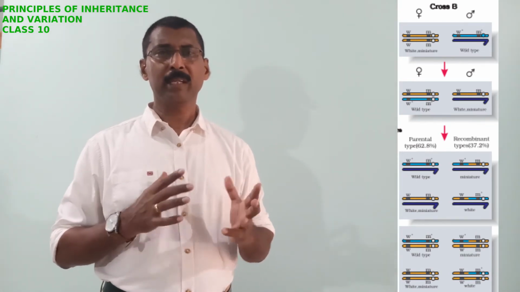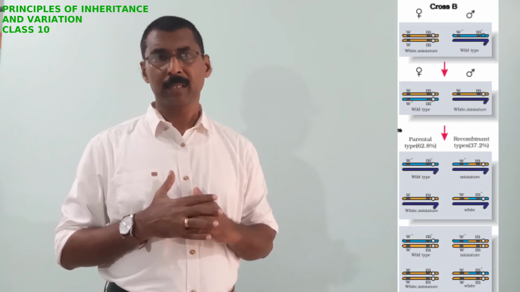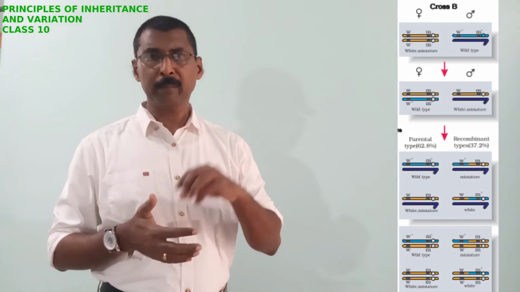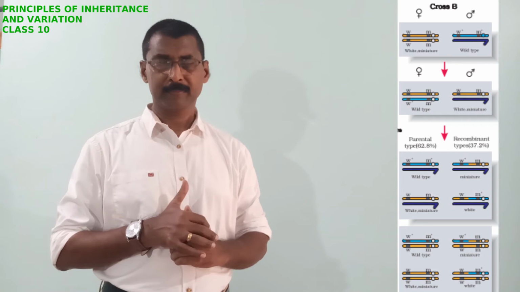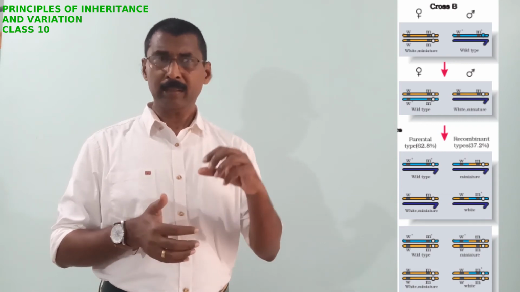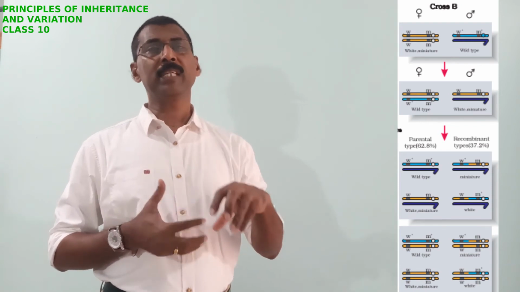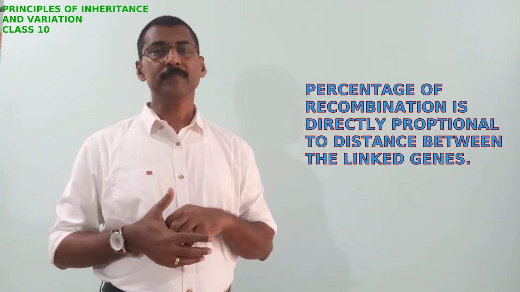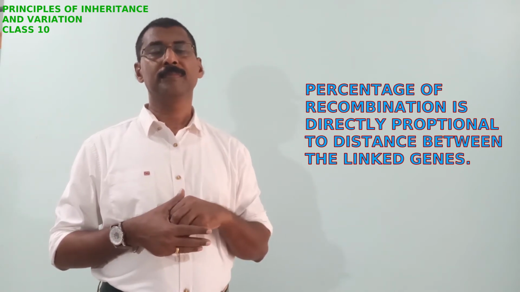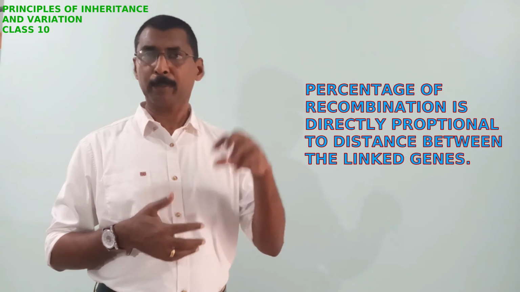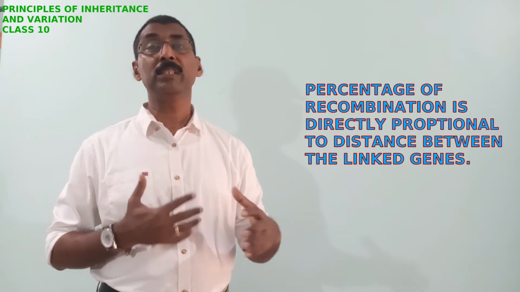So, is there any relationship between this distance and the recombination? T.H. Morgan made it very clear that recombination is due to crossing over. And he ascertained that the percentage of recombination is related to, or is directly proportional to, the distance between the genes.